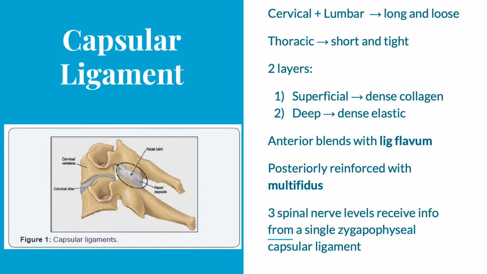That final point is pretty interesting, and I think it's particularly interesting to us as chiropractic students. So there's 3 spinal nerve levels that receive information from a single zygapophyseal capsular ligament. So when we're talking about areas of hyper or hypomobility, where the pain is being felt may not necessarily be where the restriction or hypermobility is being experienced. So we've got 3 different levels that could be occurring at, because that's where the nerves receive info from. So that's pretty interesting, and some food for thought as you practice.